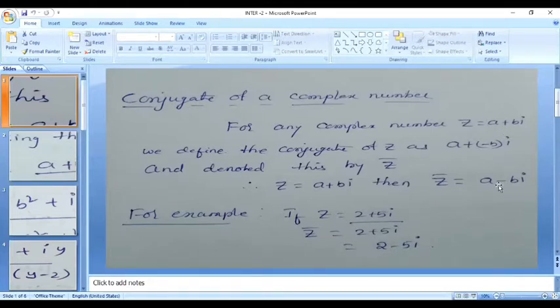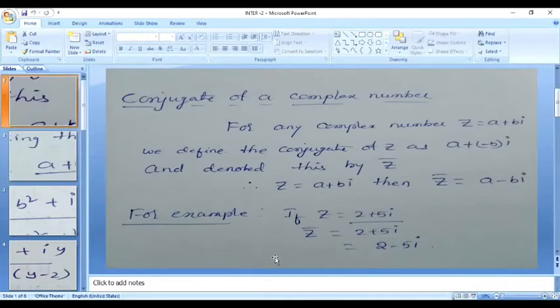This is the simple conjugate of a complex number: we have to change plus into minus, and minus into plus. z equals a plus bi means the conjugate of z is z bar, that is equal to a minus bi. This is a simple definition.